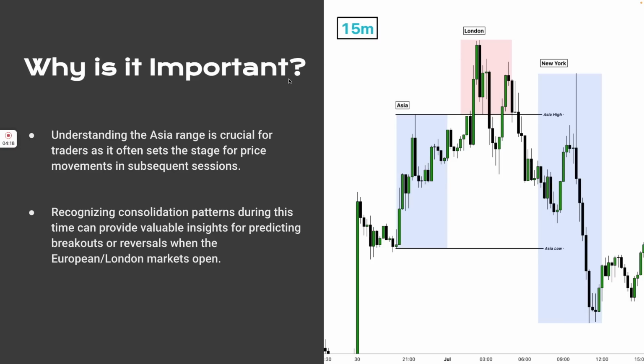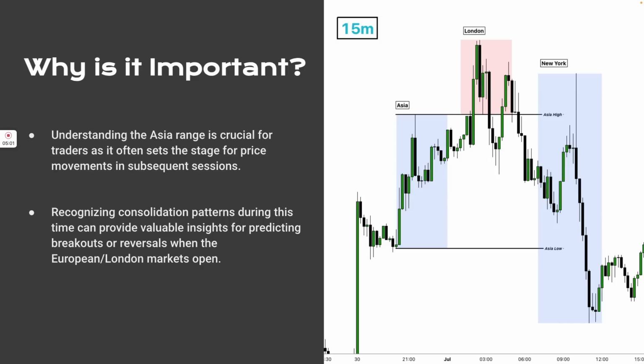So now, why exactly is this specific range important? Understanding the Asia range is crucial for traders as it often sets the stage for price movements in subsequent sessions. What does this mean? This means that the Asia range will basically set you up as soon as you understand how the Asia range works. You will basically understand what will happen in the London session and what will occur in the New York session.